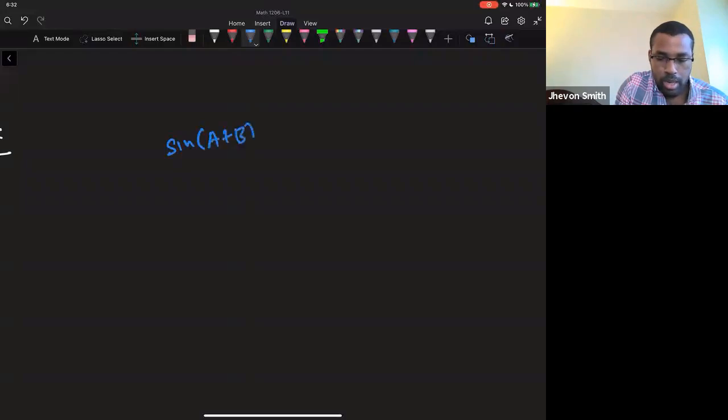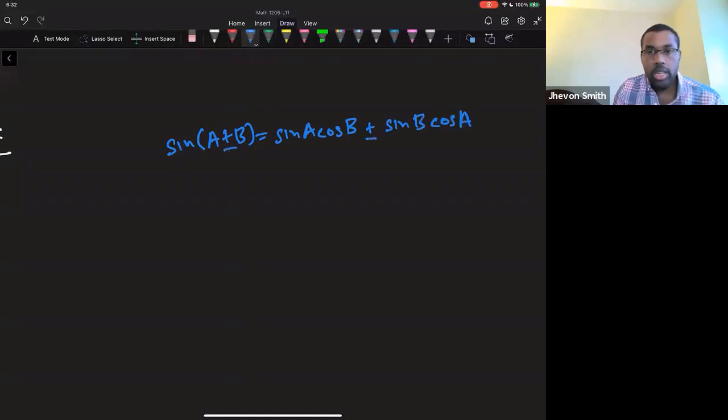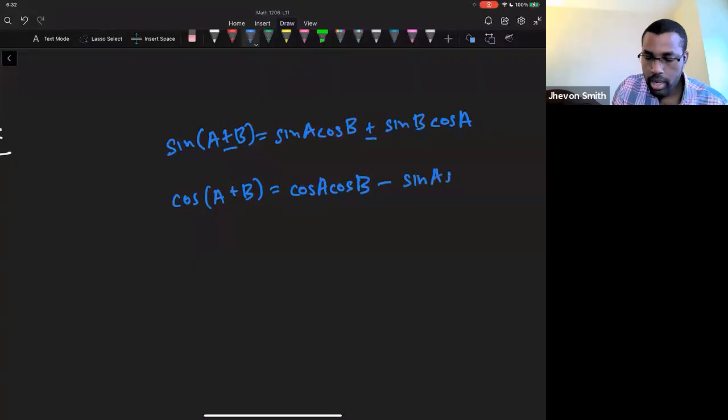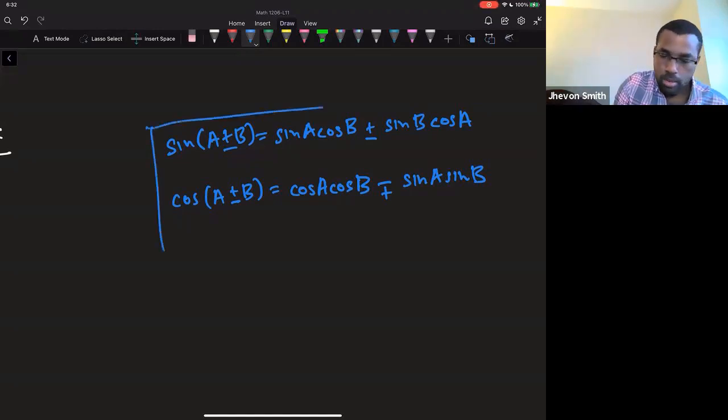Sine of a plus b, you should know, is sine a cosine b plus sine b cosine a. If the signs are changed, it'll follow the sign. Cosine of a plus b is going to be cosine a cosine b minus sine a sine b. And if you change the sign here, it flips sign there. So with a cosine, a plus in the angle goes to a minus outside when you expand it. These are called the addition formulas.